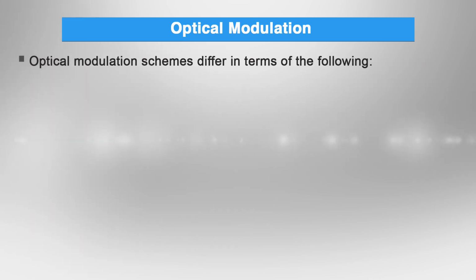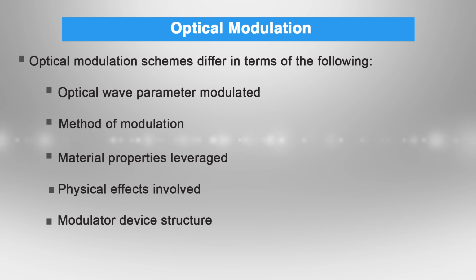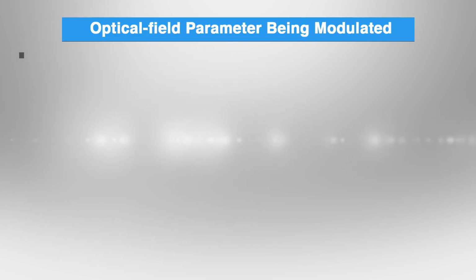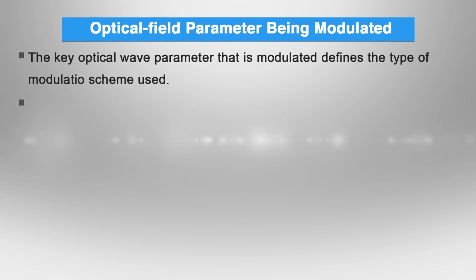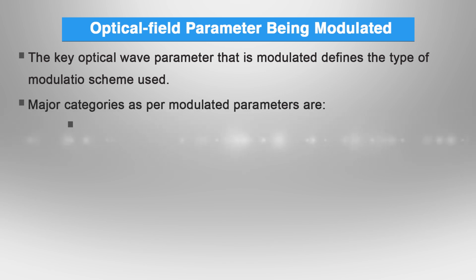Optical modulation schemes differ in terms of the following aspects: first is the optical wave parameter modulated, then the method of modulation used, the material property leveraged, the physical effect involved, and the modulator device structure. Now let us discuss the optical field parameter which is being modulated. The key optical wave parameter that is modulated defines the type of modulation scheme used. Major categories as per modulated parameters are: first is phase modulation.